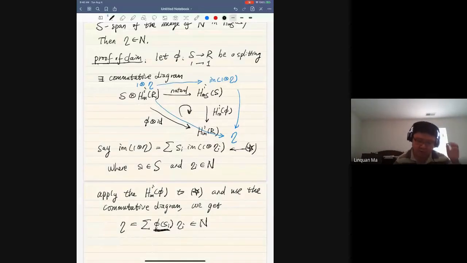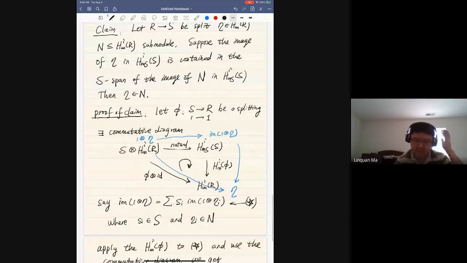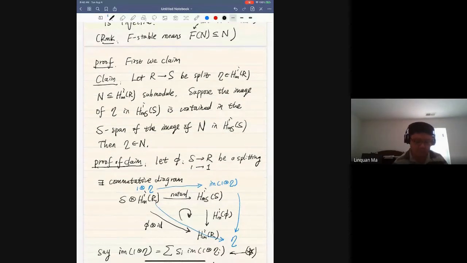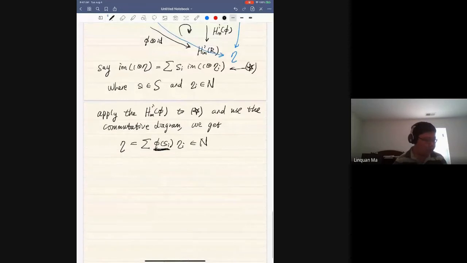Okay, so I have this claim. It says if I have a split map and I have a module and an element, if the element is inside the span after I apply the map on the HMI of the target ring, then I can conclude that eta is inside HMIR before, for the base ring.